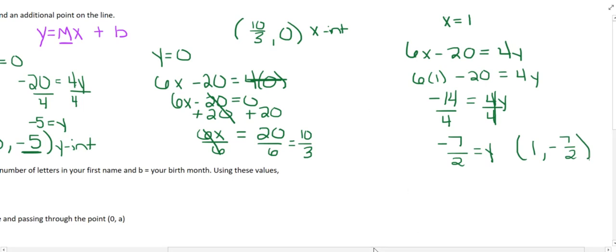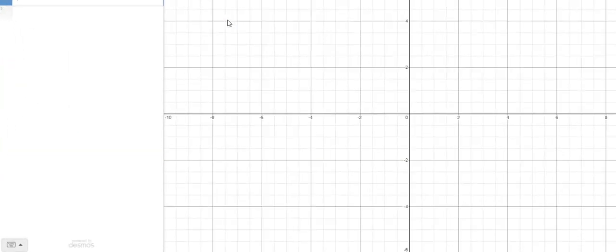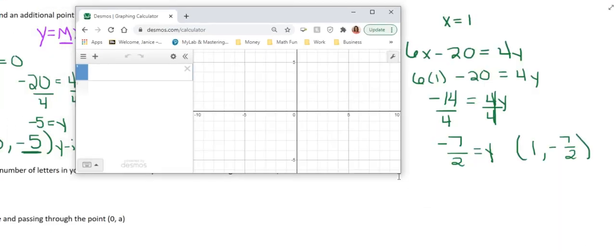Another thing you could do is graph this. So I am going to pull up a graphing tool and bring it into the recording area. Let's see here.